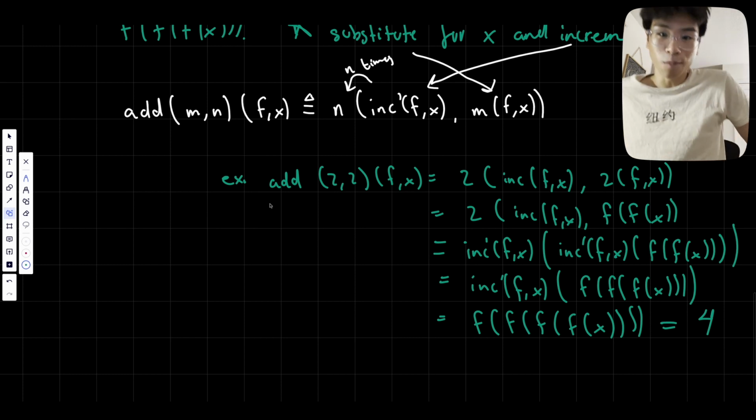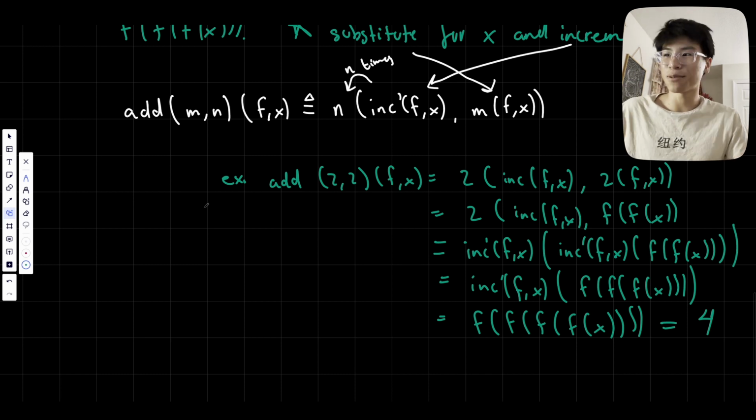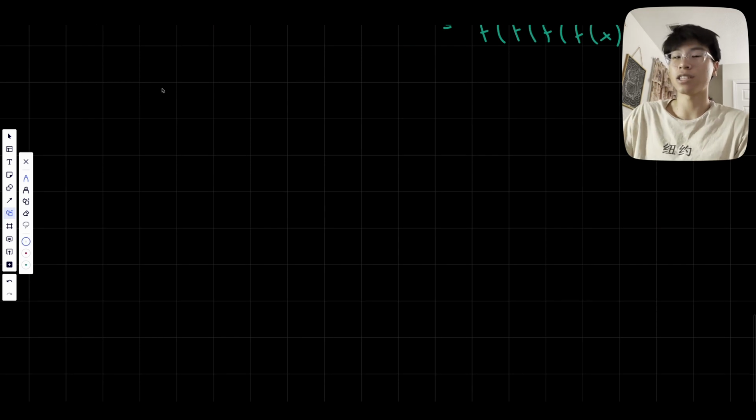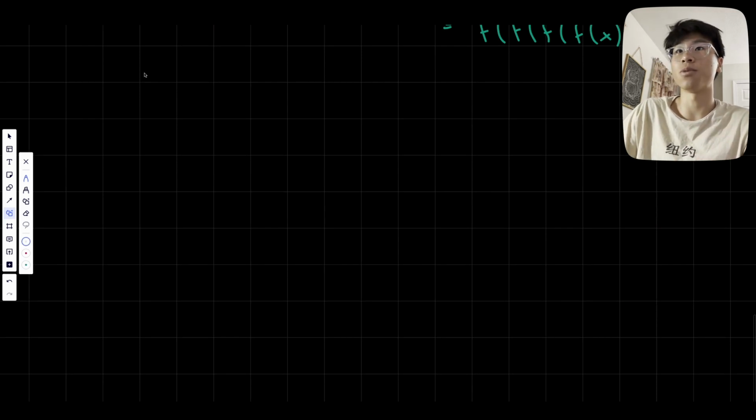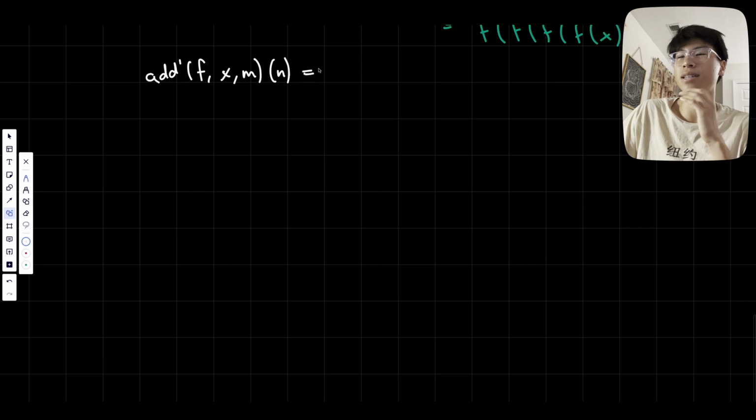We're going to define multiplication and subsequently exponentiation quite in the same way. It's not going to be that hard once we've gotten this far. So the first step is actually to rewrite the add function once more. We're going to define add prime by rearranging the arguments. So we take f x and the first number m first, and then we're going to take n. And so this will simply be equivalent to just adding m and n together.